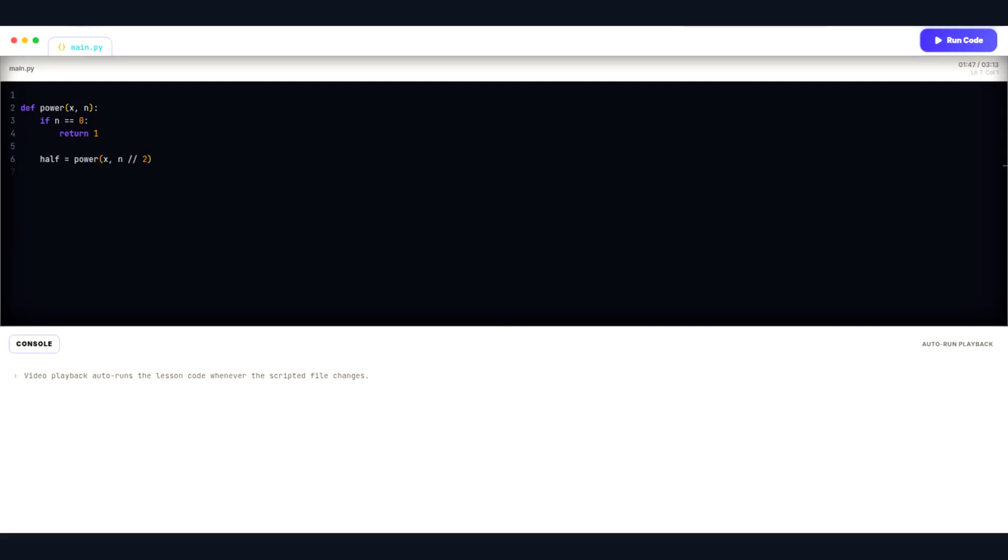If n is even, the answer is half squared. If n is odd, we multiply in 1 more x. Now let's test it and hit run.